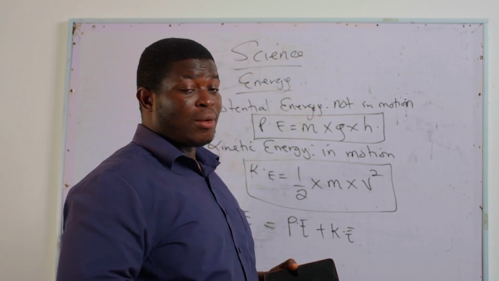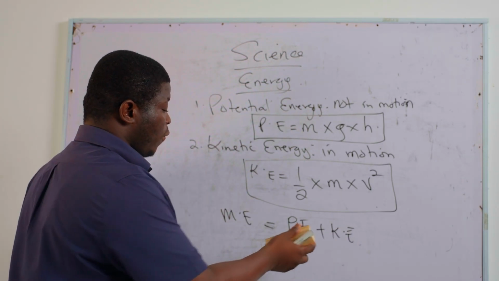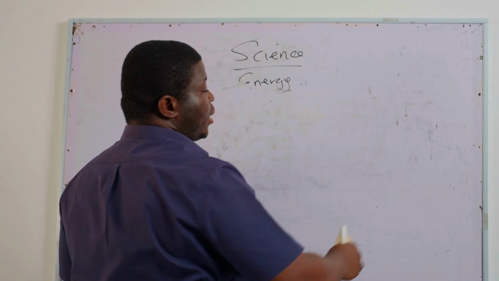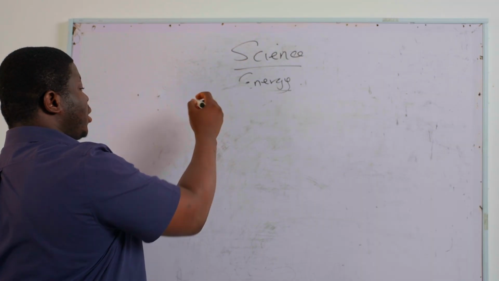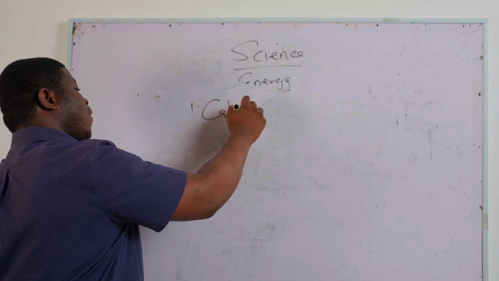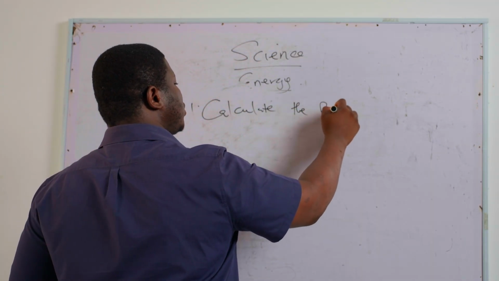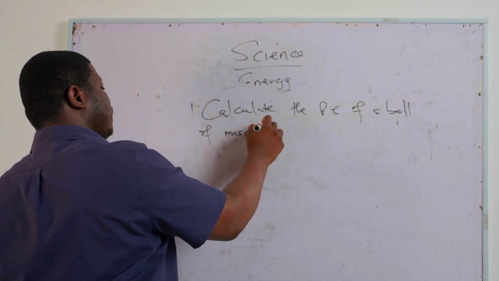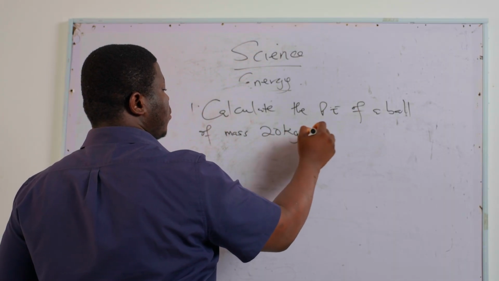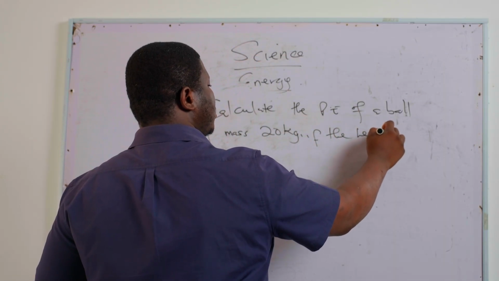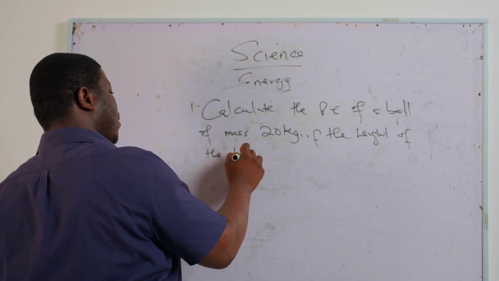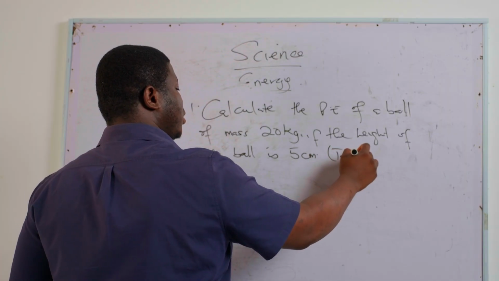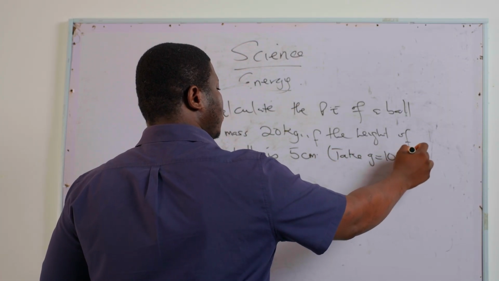We'll look at one example each for the two types of energy that we have here. So let's first start with potential energy. The typical question you can be given: calculate the potential energy of a ball of mass 20 kilogram if the height of the ball is 5 centimeters. Take G to be 10 meter per second.